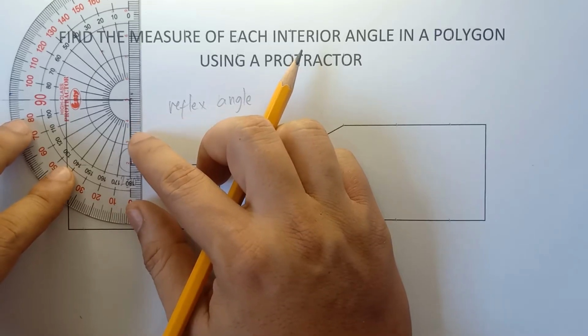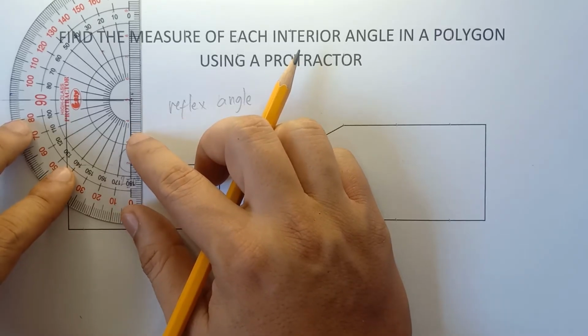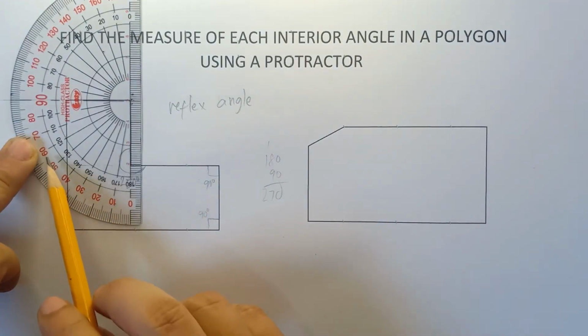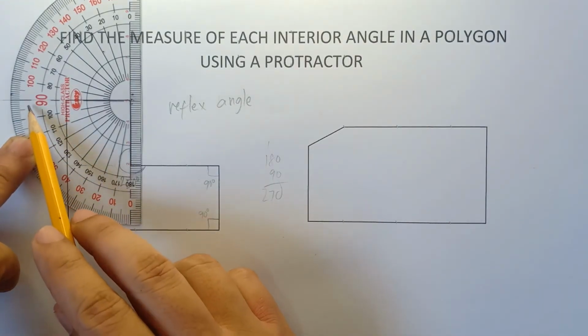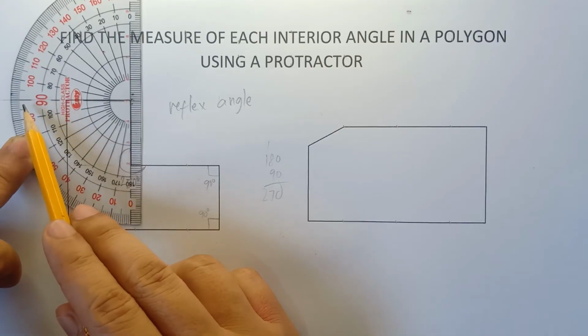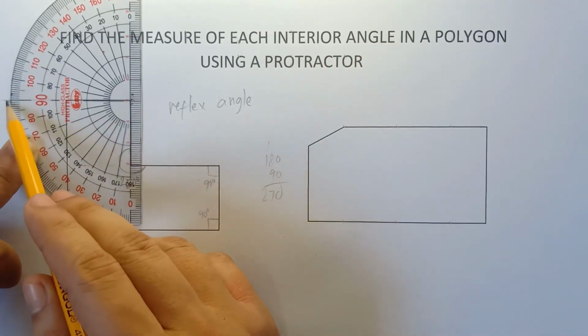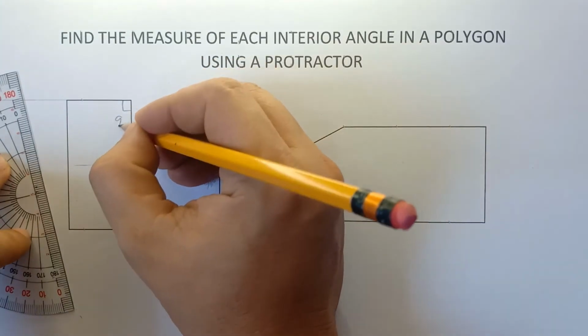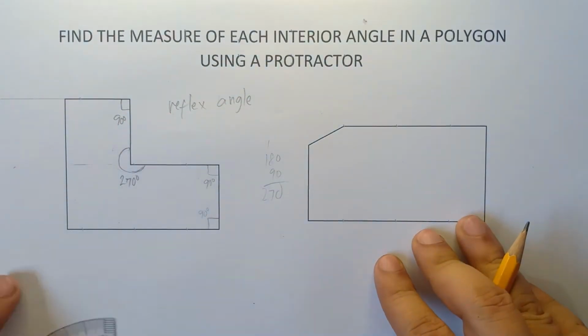Alright, and we align 0. So as you can see, class, we have 10, 20, 30, 40, 50, 60, 70, 80, exactly 90 degrees, class. Once again, exactly 90 degrees based on this given side. So once again, this is a right angle, 90 degrees.